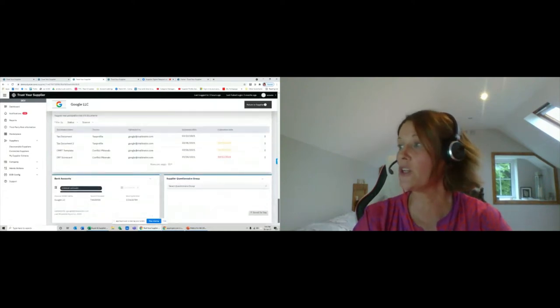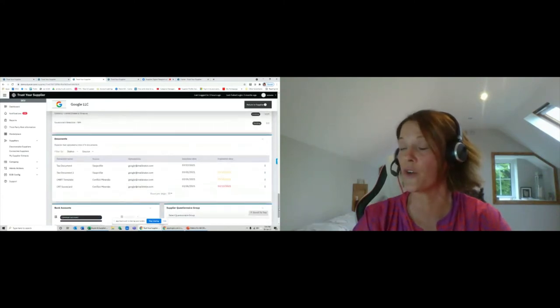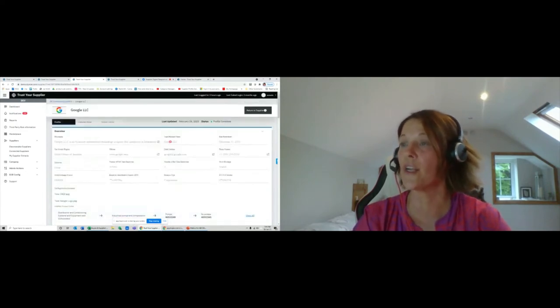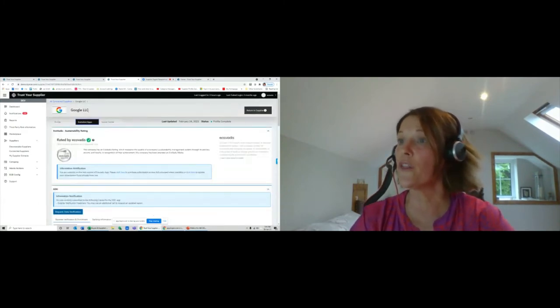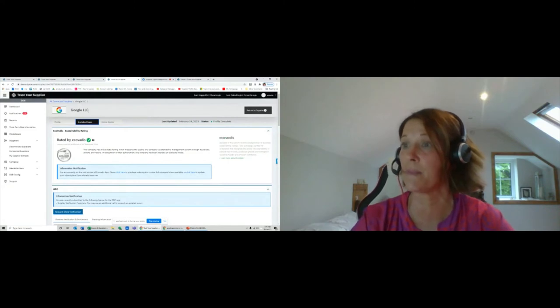We ask for bank account information, and the reason why we do this is because we can validate it through one of our third-party verifiers. The other opportunity that we have is through our installed apps that we were talking about. So in this case, we're using Google, and all of our third parties have provided feedback on that particular organization.